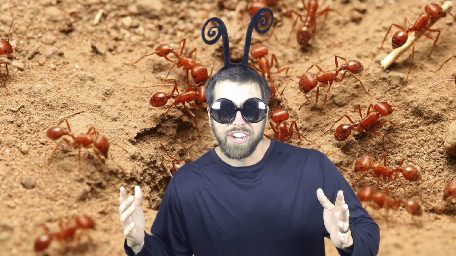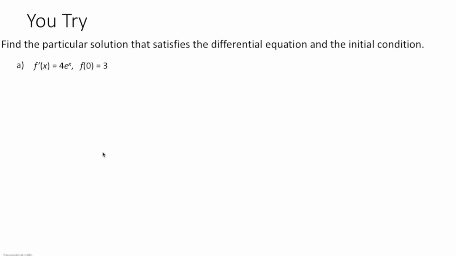Red ants are scary. You try. So let's go ahead and solve this differential equation. First thing you're going to do that you get points for on the AP test, separate the variables. So instead of f prime of x, we're going to write dy dx, and we write our function over here. To separate the variables, we multiply both sides by dx. We have now successfully separated the variables. We got the y's on this side, the x's on this side. Perfect.